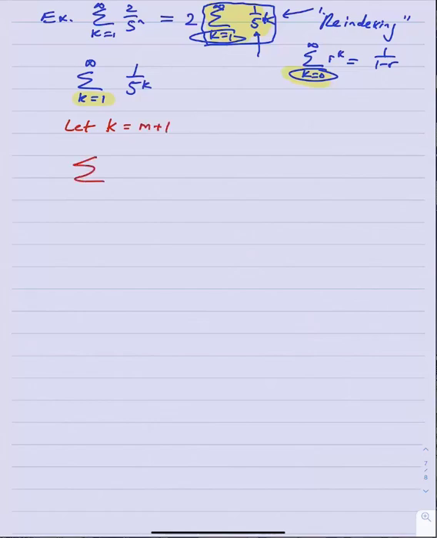Now, if I do that, what happens to this summation? Well, if the k is m plus 1, then now that index equation on the bottom of the sum becomes m plus 1 equals 1. Okay, what happens to the infinity? Well, it's still going to be infinity. Offsetting the counter by 1 is not going to change the fact that this is still an infinite sum that goes to infinity. What happens inside the sum? I have to change that k to an m plus 1.